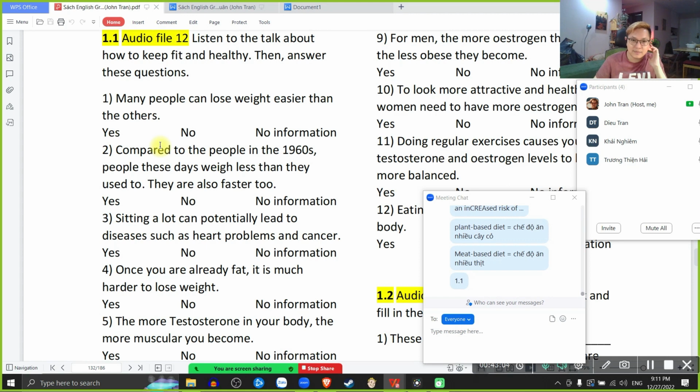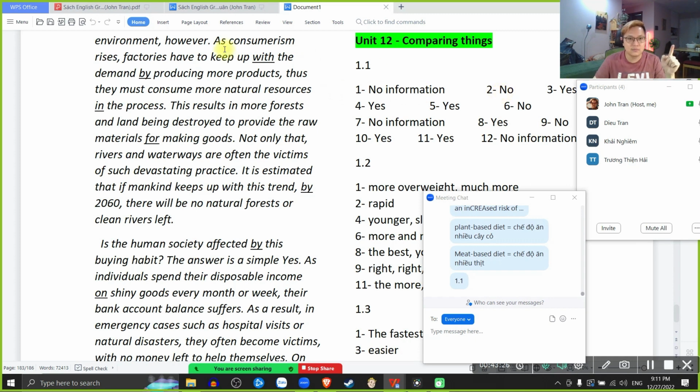Number two, compared to the people in the 1960s, people these days weigh less than they used to. They are also faster too. So với những người năm 1960, con người ta ngày nay có cân nặng ít hơn, họ cũng nhanh hơn nữa. Nó ngược lại cái thông tin trong bài, right? It's the opposite of what you hear, right? Yes. So that's why it's no. Có lý do tại sao nó là no đó.